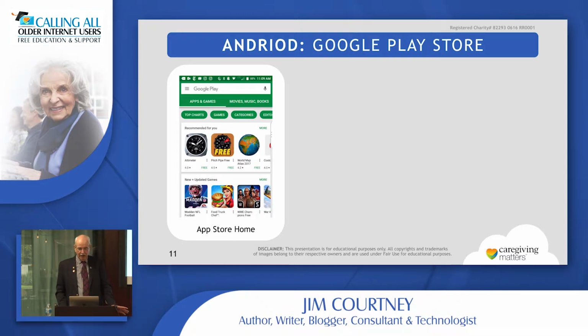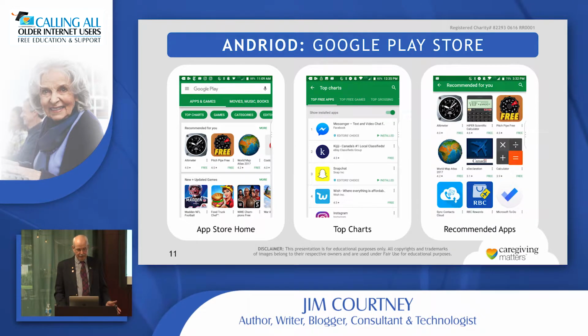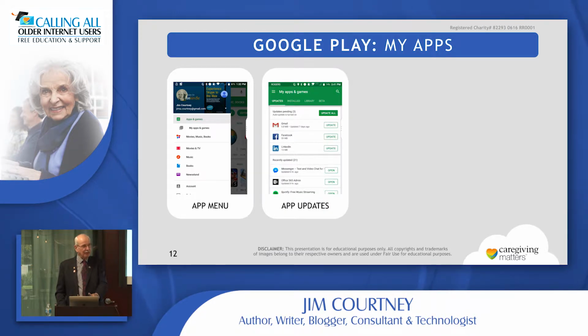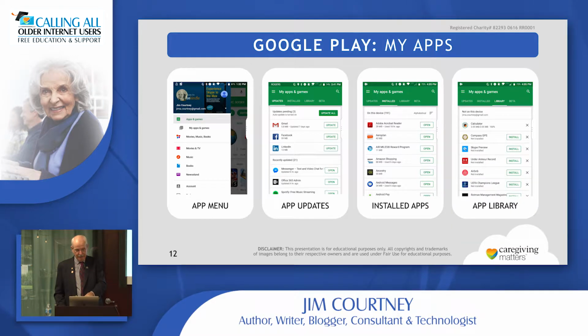Android has its Play Store. There's a home. There's their top charts, their recommended apps. They have an app menu. And the key to this is the second line there, it's My Apps. Okay, so it goes to My Apps and it looks, here's the updates that are pending and some that have been done. Here's a list of all my installed apps. And here's a whole app library.